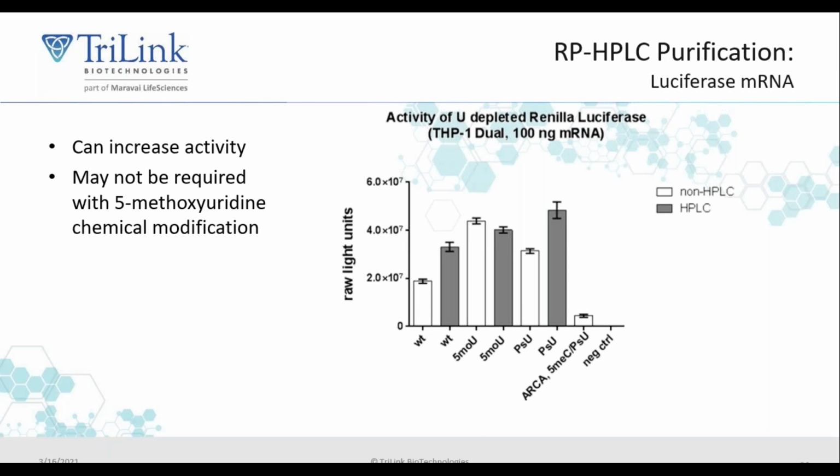Interestingly, though, the 5-methoxy-U modified samples actually show favorability to the non-HPLC purified samples. This lends us to believe that often with the use of 5-methoxy-U, we can see increased expression levels without the use of HPLC purification. So if this is implemented properly on the front end, this can work to minimize the use of reverse phase HPLC, allowing mRNA designers to maximize yield and expression.